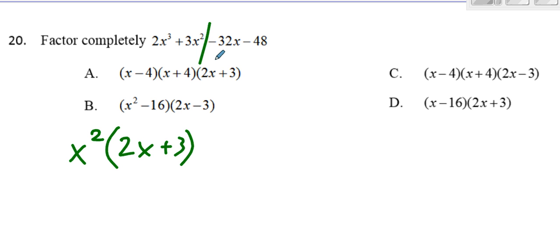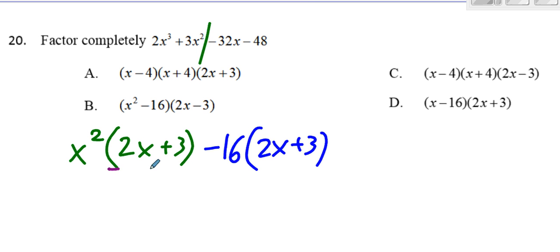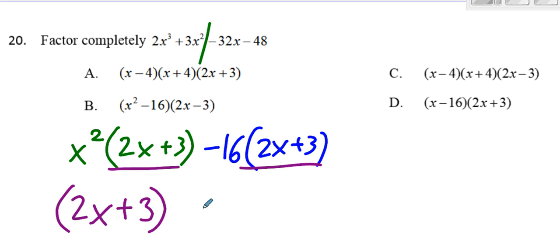From negative 32x minus 48, we can take out a negative 16. And you'd be left with 2x plus 3. When you do grouping, those 2 parentheses have to be the same. That's the trick for grouping. They have to be the same, and that's one of your factors. Your other factor is the front stuff, so the x squared minus 16.